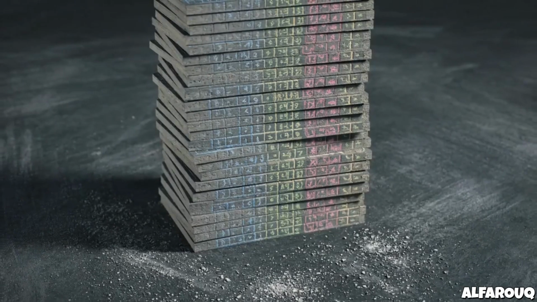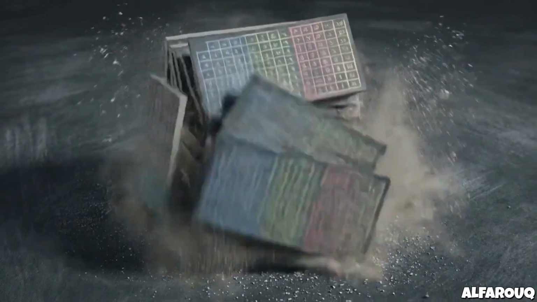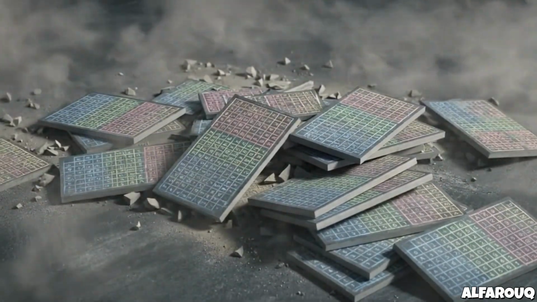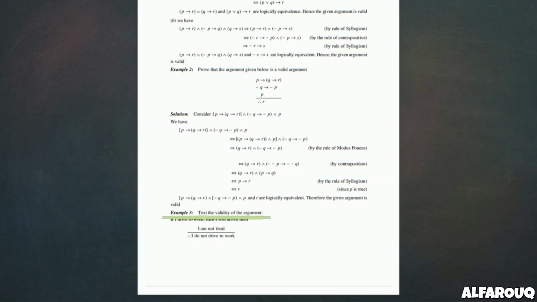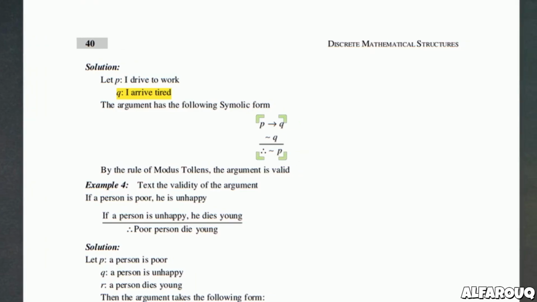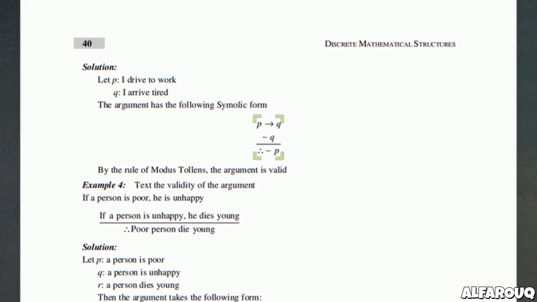As your equations grow, drawing a massive truth table for every problem becomes impossible. You need a way to construct structured, line-by-line arguments. Let's examine this text in example 3. We have a set of premises about a daily commute. If I drive to work, then I will arrive tired, followed by the statement, "I am not tired." We extract the variables just like before. Let P represent driving to work, and let Q represent arriving tired. Next, we stack the symbolic forms of these premises. We have P implies Q, and below it our second premise, not Q. Drawing a line underneath, we deduce the conclusion, not P, or I do not drive to work.